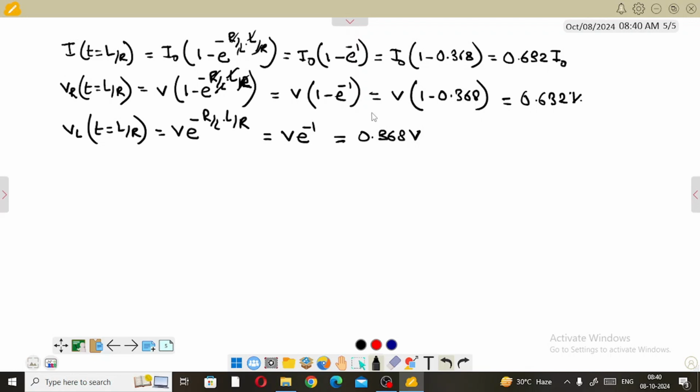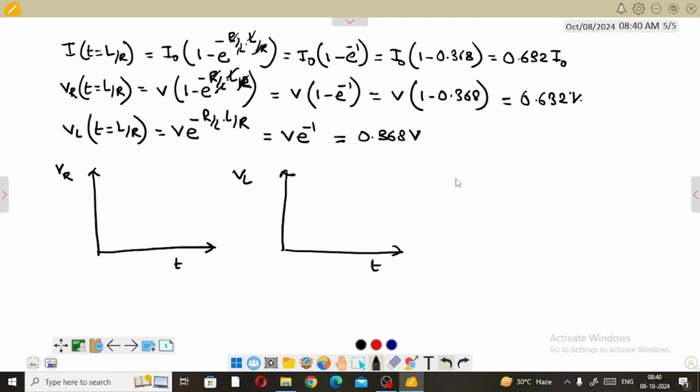If I want to draw the characteristics of this circuit, I draw the characteristics of voltage across R versus T. I can draw another characteristic, that is my voltage across inductance versus T, and I can draw the current build-up in this circuit, that is current I(t) versus T. So these are all as a function of T.